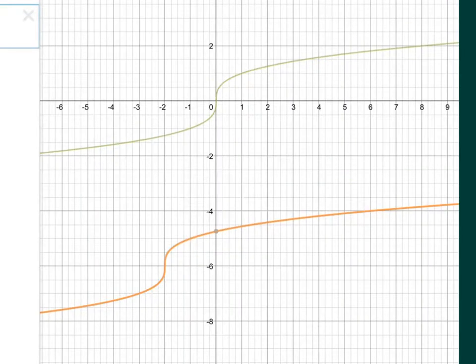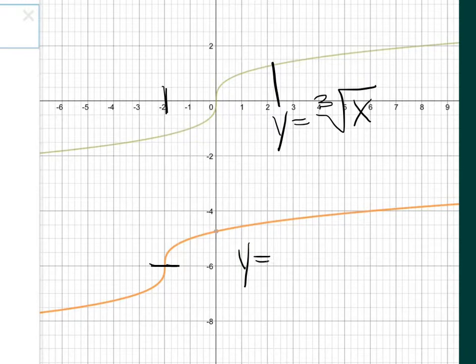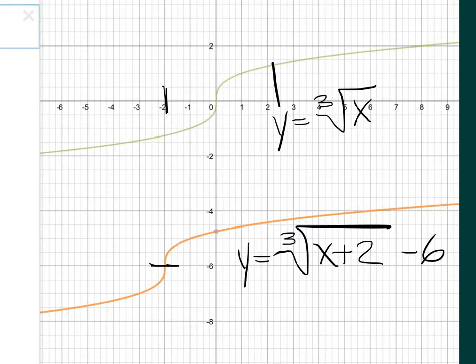Parent function is y equals the cube root of x. Here is the point we have to focus on. That is down 6, and then it is to the left 2. So y equals the cube root of x plus 2 to move it to the left 2, and on the outside we will have minus 6.